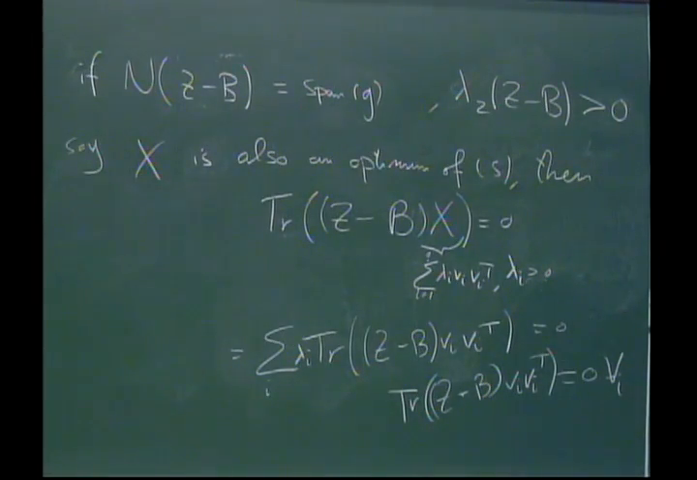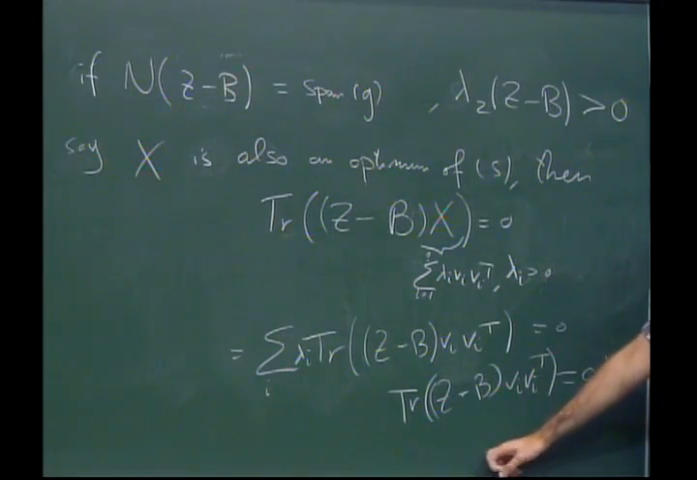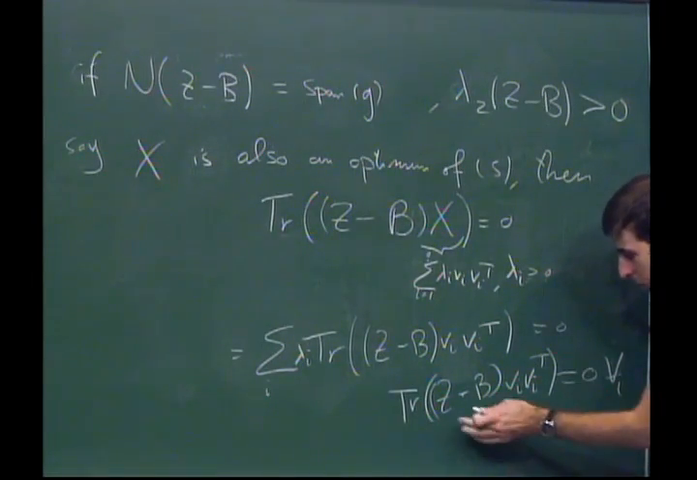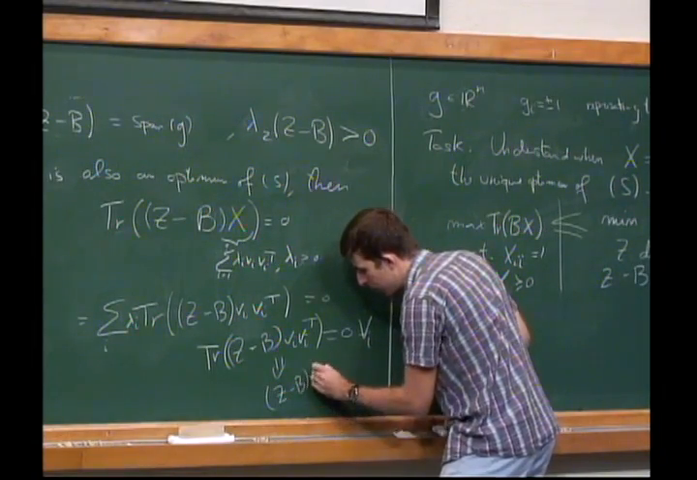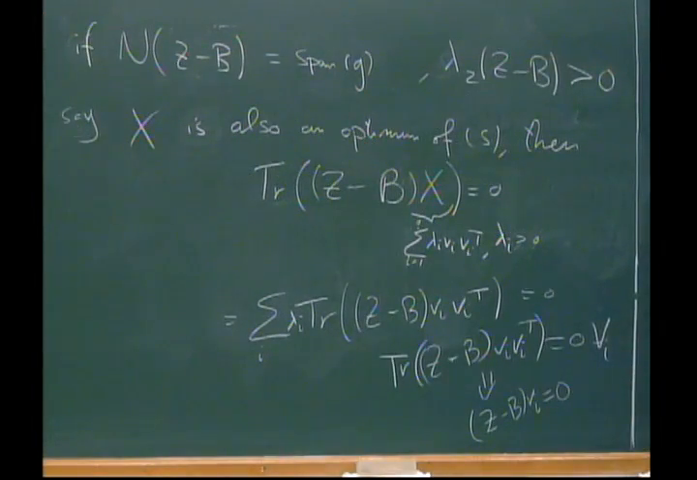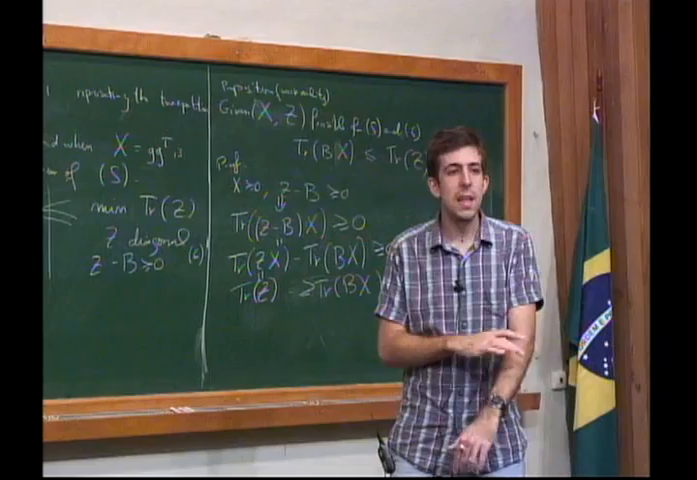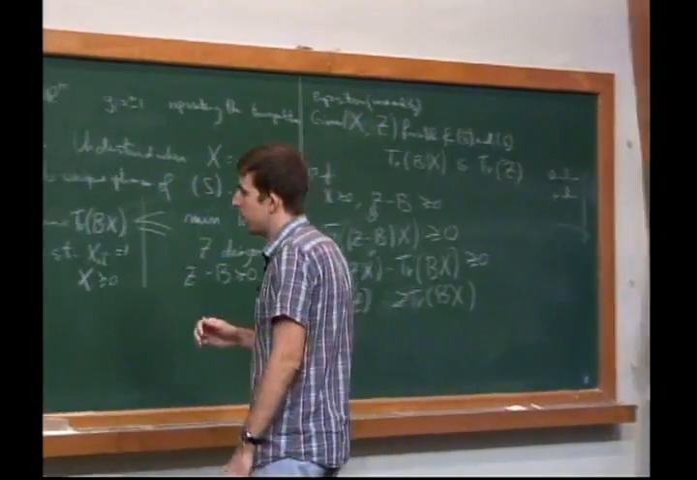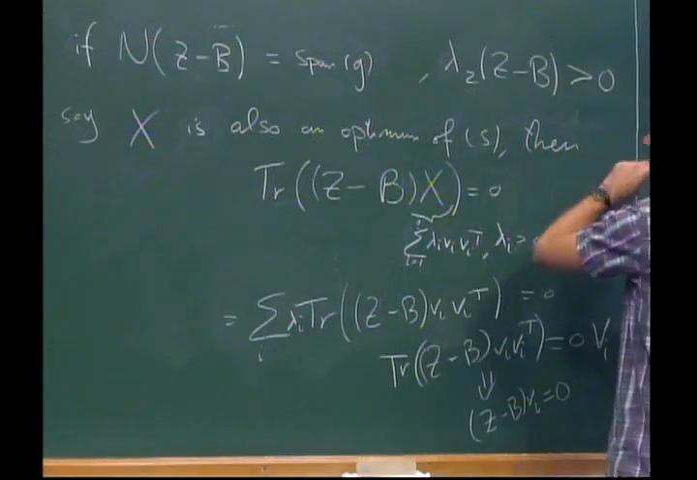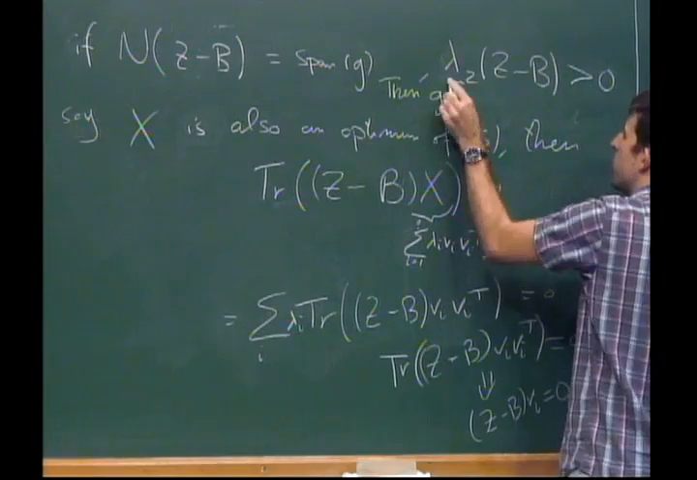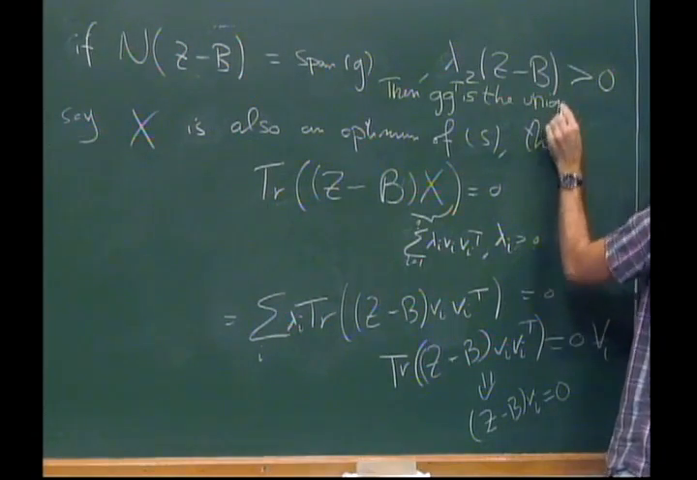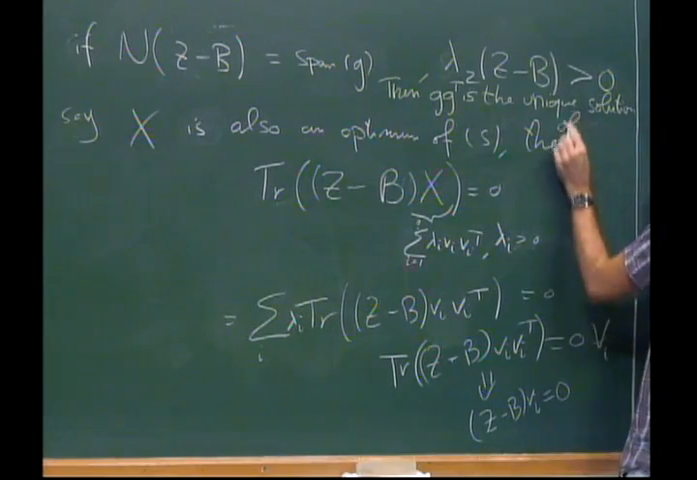Okay. And now by construction, only G was in the null space. So this also implies, because this is positive semi-definite, that Z minus B times vi is 0. So vi needs to be G, or a multiple of G. Meaning that X is always a rank 1 matrix and is always a multiple of GG transpose. But since I know that the diagonal elements of X need to be 1, there's only one multiple of GG transpose that can satisfy this. So what we showed is that if this is satisfied, then GG transpose is the unique solution of 5.